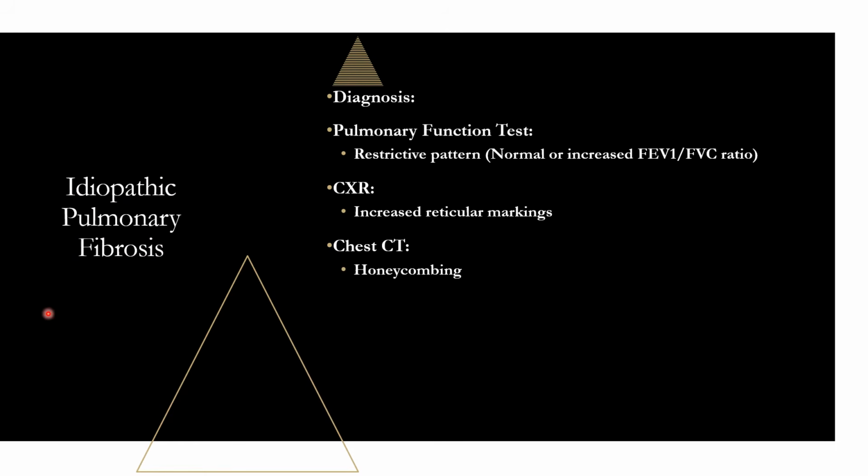The other thing you may see is something known as traction bronchiectasis, bronchiolectasis. This is just due to the damage of the bronchioles. You have these distorted, abnormally dilated bronchioles.